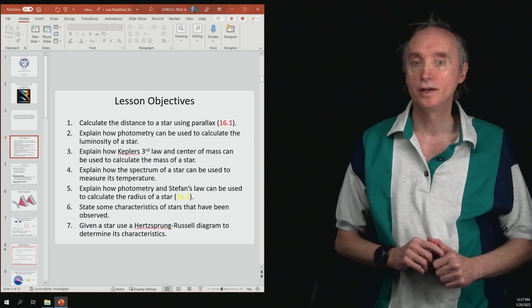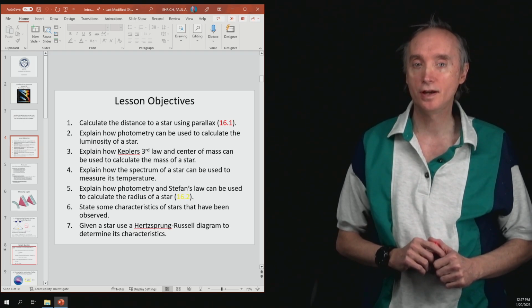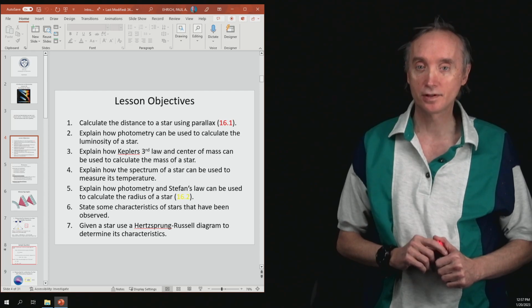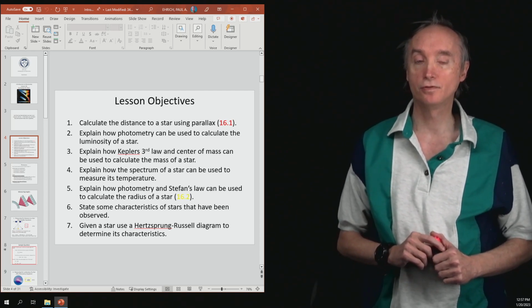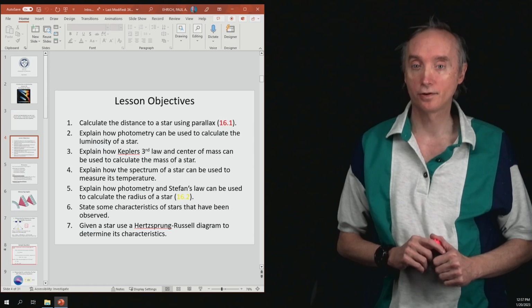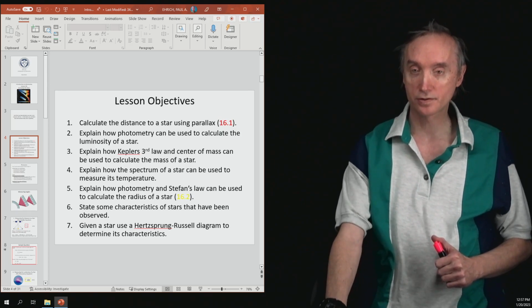Number five, explain how photometry and Stefan's law can be used to calculate the radius of a star. Number six, state some characteristics of stars that have been observed so far. Number seven, given a star, use a Hertzsprung-Russell diagram to determine its characteristics.